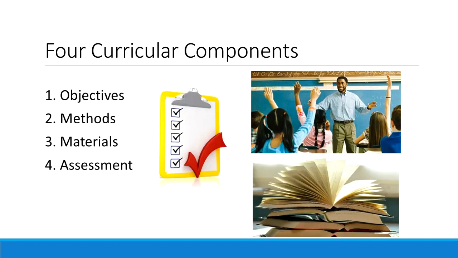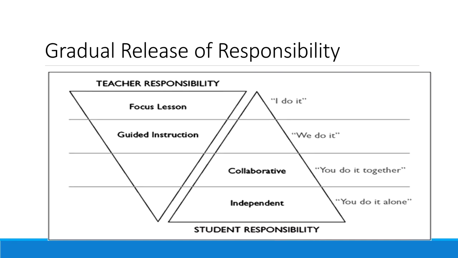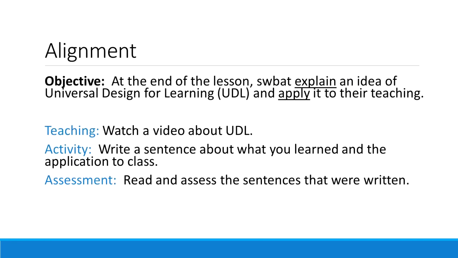So we've got our objectives laid out, and then what are some other methods? Universal design for learning is one method of teaching, but there are so many different methods out there. Let's talk about alignment. What does alignment mean? Alignment means that the objective, the teaching, the activities are all asking the students the same thing. They're all trying to get them to do the same thing so that the assessment at the end checks to see if they were able to do the action.